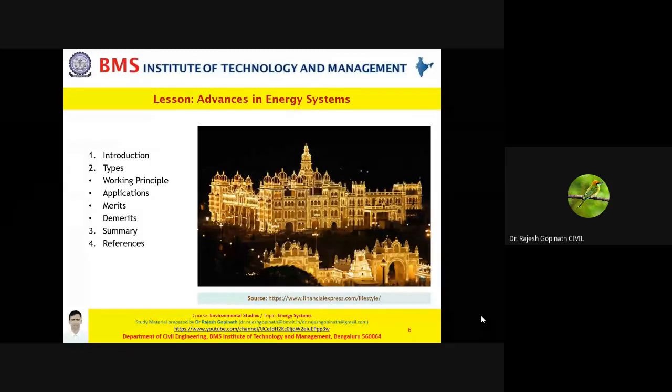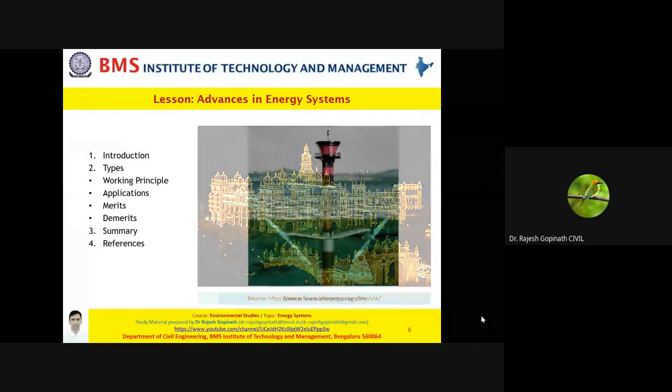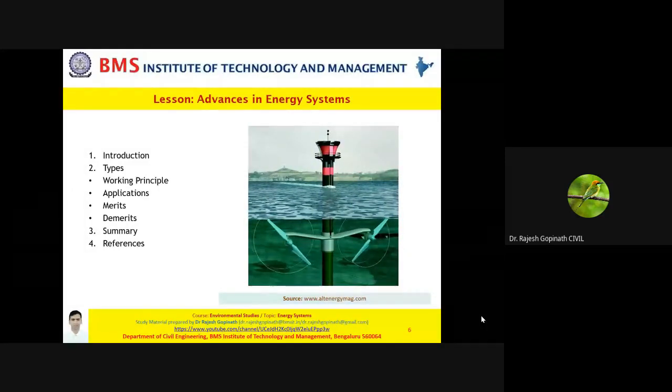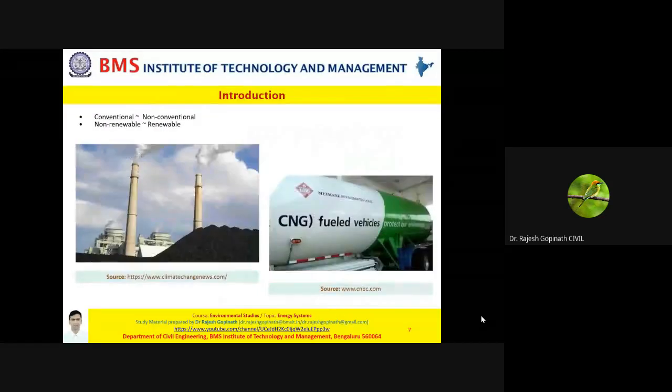So probably if you look at this image on your screen, you can understand how much energy or electricity is being consumed when any festivity happens. So friends, in today's presentation, I will introduce you to the new concepts of energy systems, the various types, briefly what the working principle is, what the various applications are, and what the advantages and disadvantages are. Finally, I shall be summarizing the same before listing the references for your perusal.